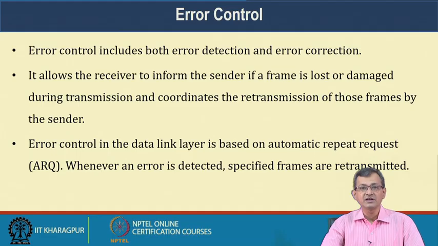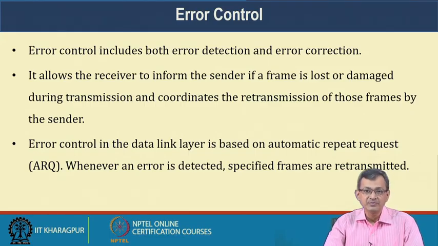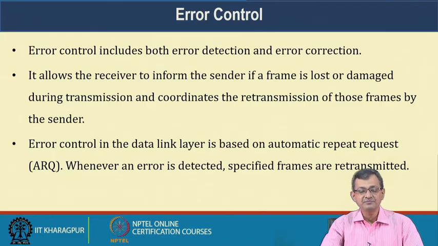Error control in the data link layer is based on the concept of ARQ or automatic repeat request, right. Whenever an error is detected, the specified frames are retransmitted, right. So, it is an automatic repeat request. It is requesting an automatic repeat of the frames. So, that is the mechanism which is there.